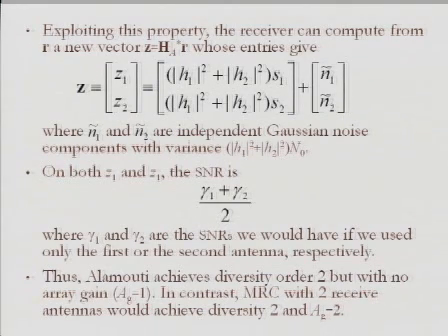So if you want to compute the outages and all that stuff, you can look at the formulas of MRC and just remember to divide the power by 2, and the formulas carry over. Okay? So that's the end of diversity. Questions?